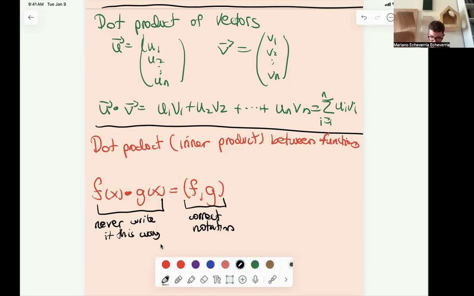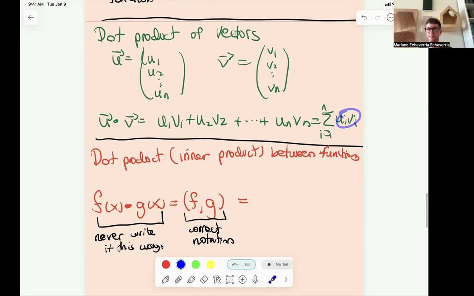But the idea is similar in the sense that the dot product between vectors is multiplying the entries of the vector, right? So the dot product involves multiplying the entries of the vector. So here you should multiply the entries of the function. But what are the entries of a function? They are the values of the function. So here what you do is multiply f of x times g of x.